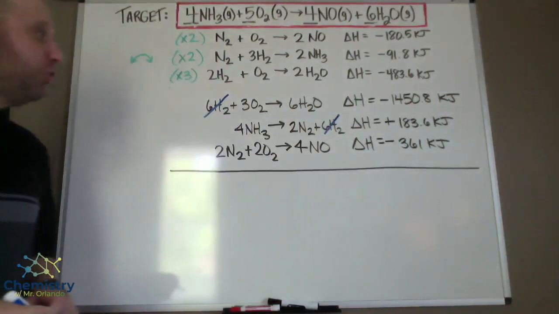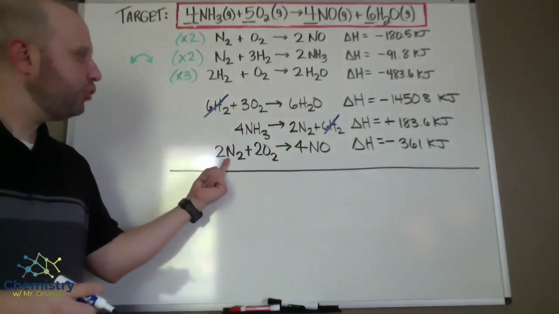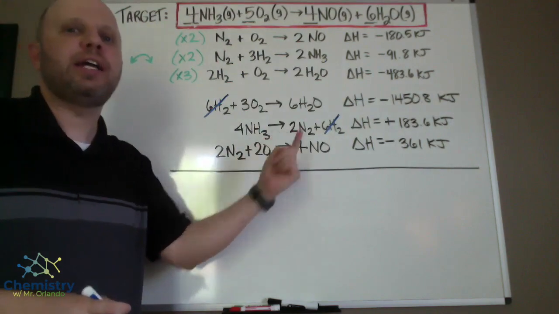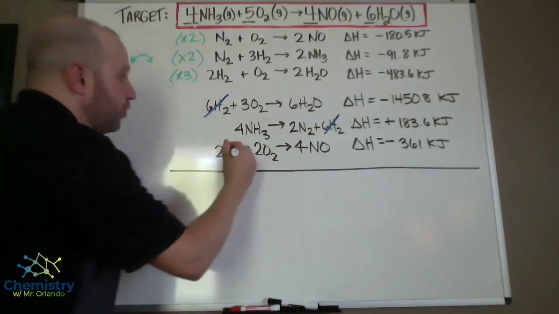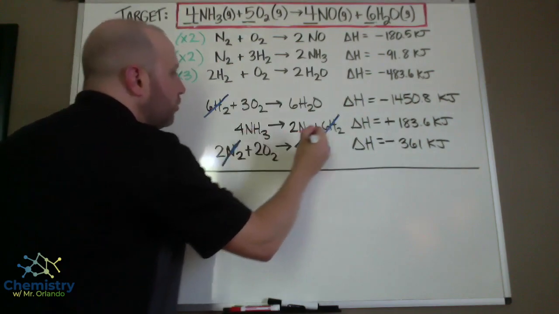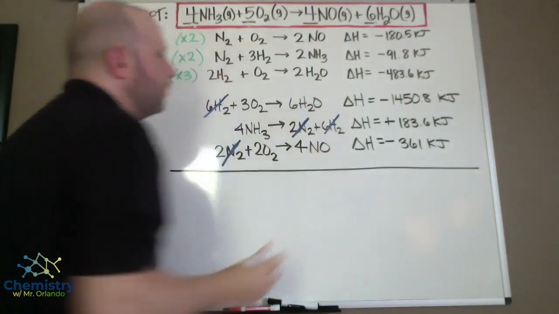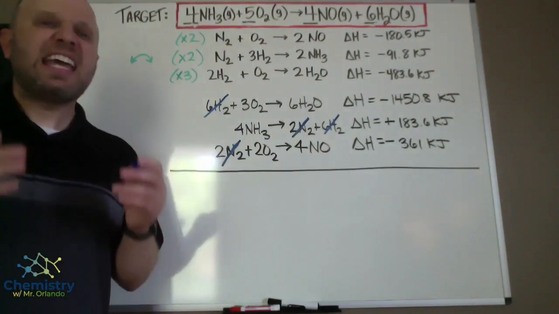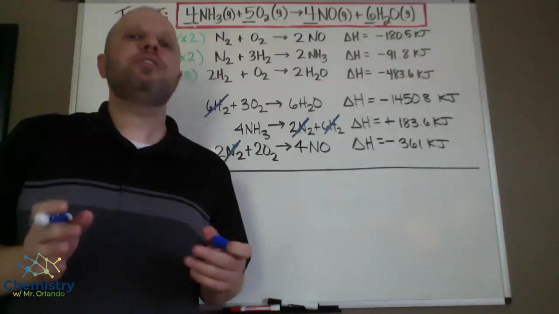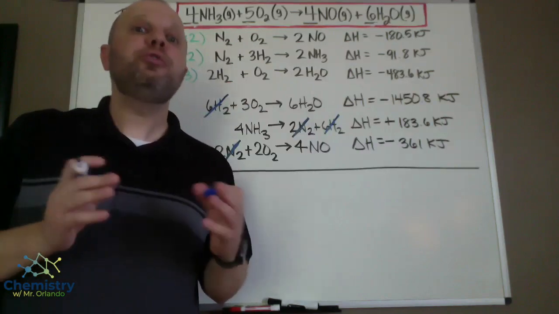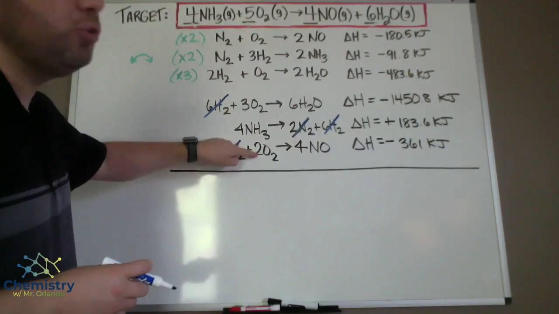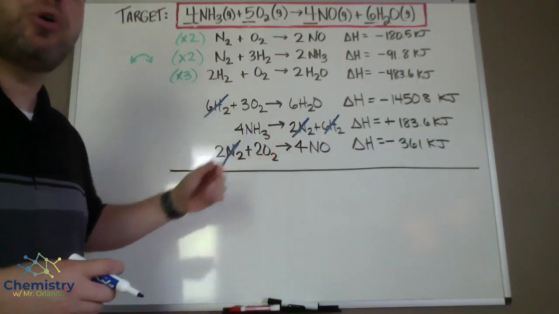The next thing you'll notice is that I have 2 N2s on the left and 2 N2s on the right. So I can get rid of those. And that's good because they don't appear in our target equation either. So it's great that they cancel each other out. The last thing is, if I have something that appears on the same side, those can get added together. So my 3 O2s and my 2 O2s will become 5 O2s.